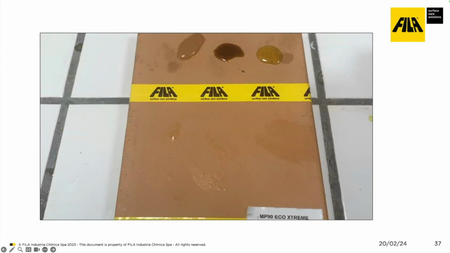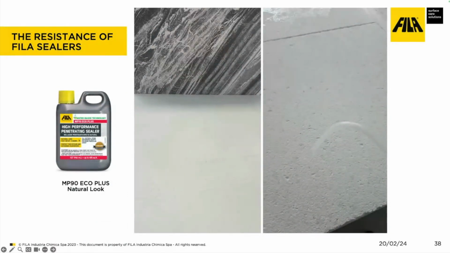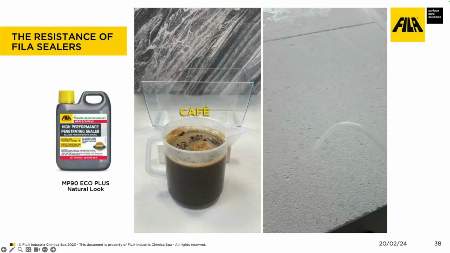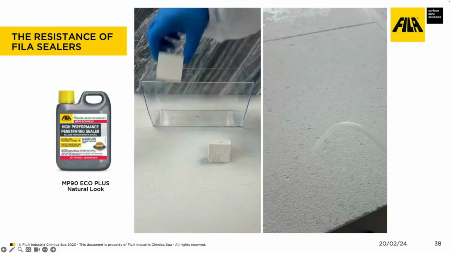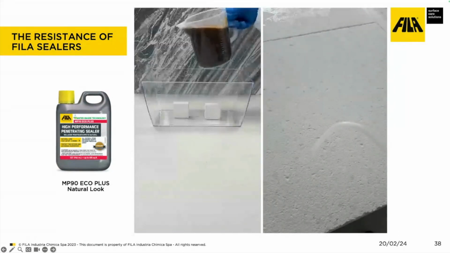In the next video, we are going to see a beautiful experiment that we performed in the lab. We worked with a limestone and we treated one with MP90 Eco Plus, and the other one was left untreated. We took the samples, we took American coffee, and we completely covered the samples with coffee.